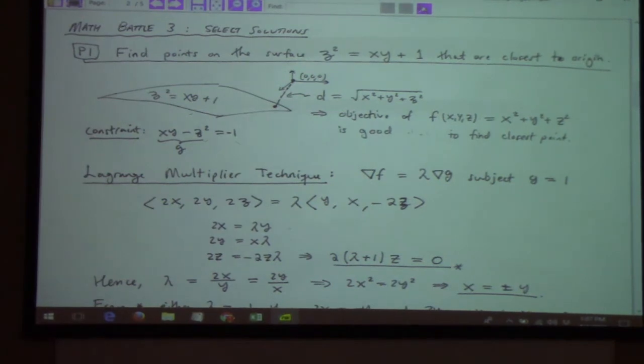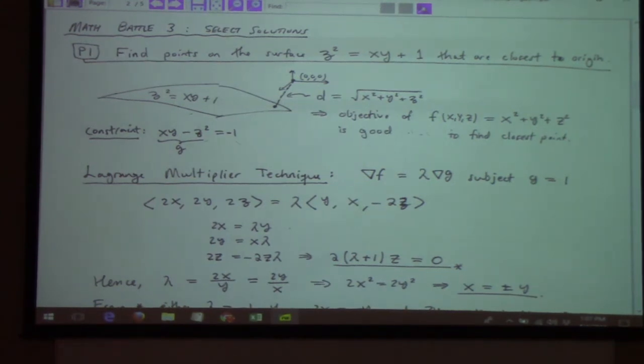But I'll go on. So we have that objective function, x squared plus y squared plus z squared, and we have the constraint xy minus z squared equals minus 1, or if you like, z squared minus xy equals 1, whatever floats your boat. Anyway, that's the constraint, that's the objective. So I'll use the Lagrange multiplier technique, which gives me (2x, 2y, 2z) equal to lambda times (y, x, minus 2z). That gives me these three equations, and you may have solved them differently, but here's how I thought about it.